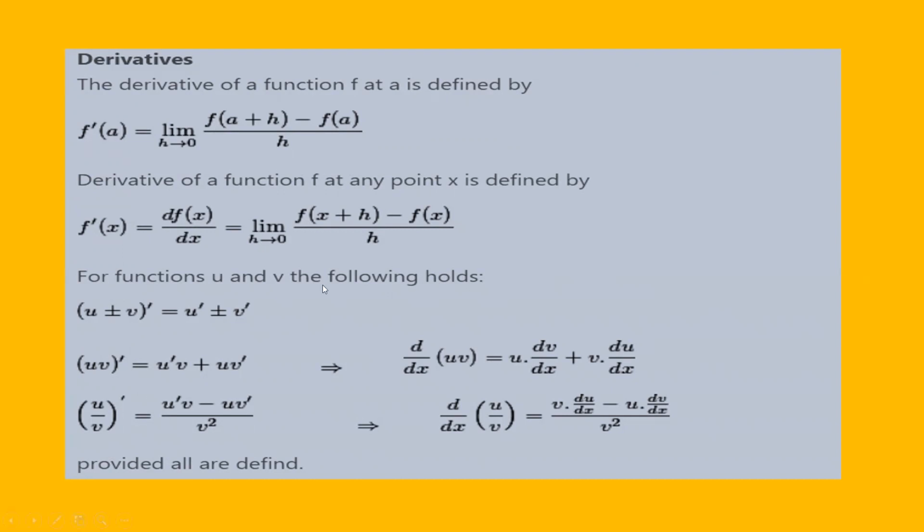For functions u and v, the following holds. For u plus v, the derivative equals, separately, the derivative of both the functions, in addition and subtraction. Likewise, the multiplication rule: one function is kept constant and the other is differentiated, and likewise the second one is differentiated. Here you can see that d by dx of uv equals u dv by dx plus v du by dx. What about the division rule? The division rule for u and v is: denominator squared in the denominator, and in the numerator, denominator times the derivative of the numerator minus numerator times the derivative of the denominator.